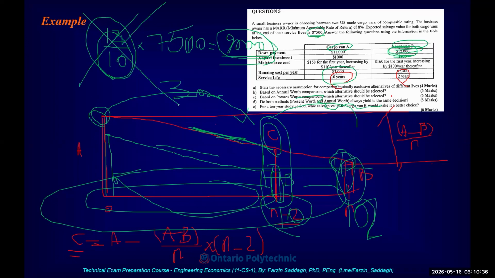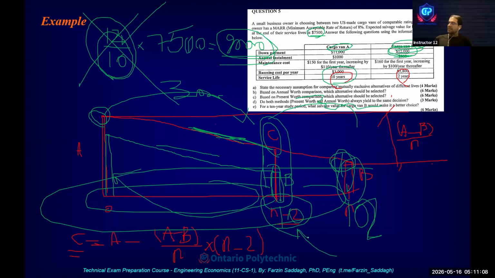Is the result 11,833.3 for this case? Is it correct? You're talking about the final result? Final result, 11,000 minus 12,000. So we have a negative, so we're adding at the end. So the final result is 11,833. Is it correct? Did anyone calculate that? The salvage value for the second one? Yes. It shouldn't be difficult.